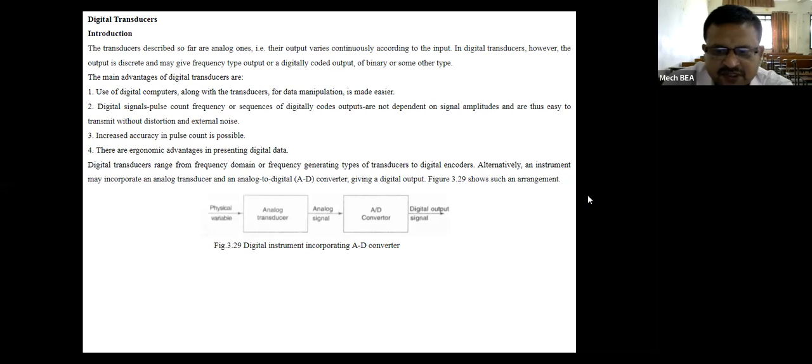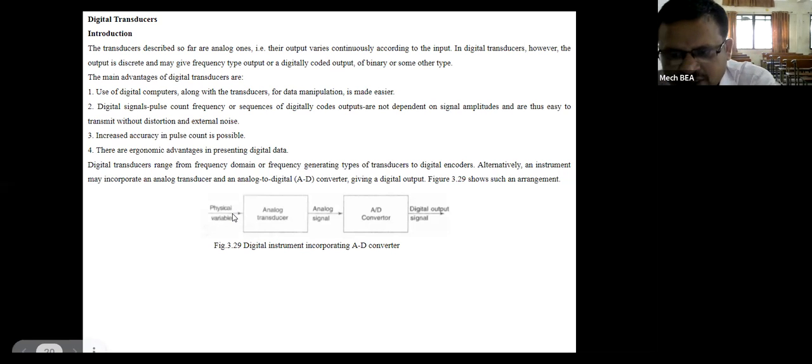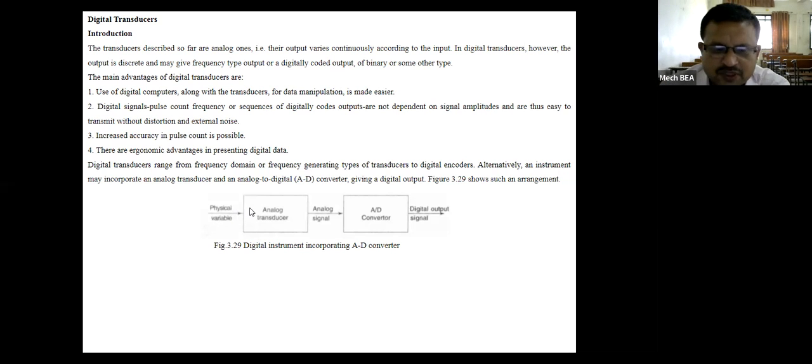In that first, this block diagram is there. Physical variable, whatever, pressure, temperature, force, displacement, whatever these different physical variables are there, that physical variable is given as input to the analog transducer. Then we are getting analog signal. Then analog to digital converter is there. The analog to digital converter converts analog signal into digital signal, and we are getting digital output signal.